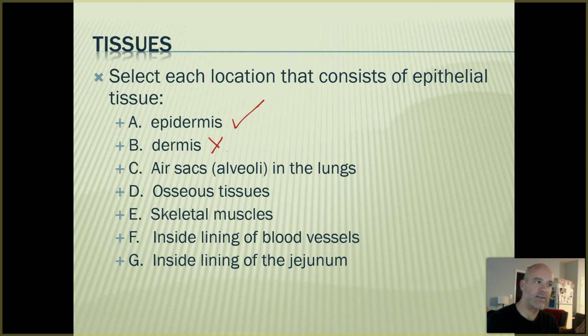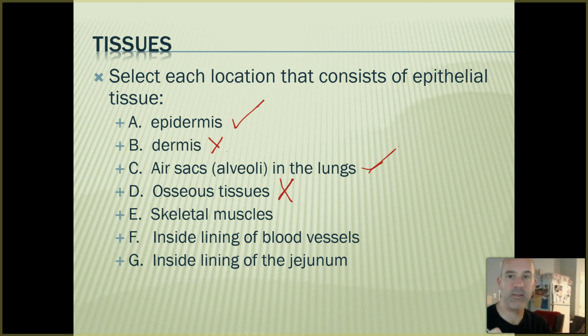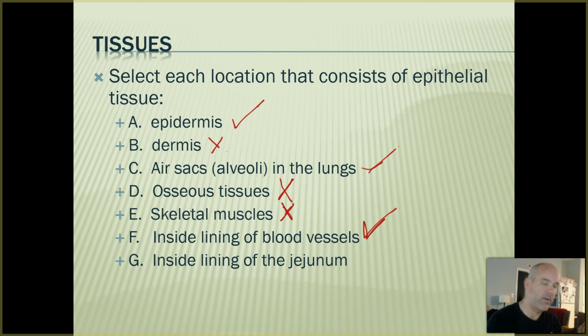Air sacs, alveoli in the lungs. Yes, we were just talking about those. Those are composed of simple squamous epithelium. Osseous tissues, where do we find those? In the bones. Osseous tissues are actually connective. That's a type of connective tissue. How about the skeletal muscles? No, skeletal muscles are composed of skeletal muscle tissue. Review your different tissue types. Inside lining of blood vessels. Yes, we just talked about those. Any place you have an inner lining, you're going to have epithelial tissue at that location.